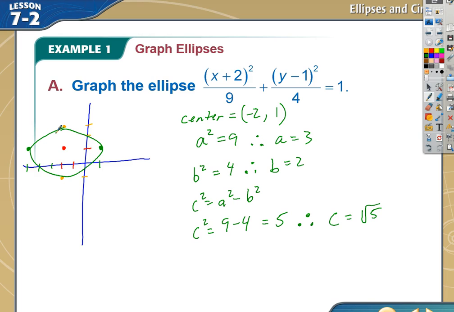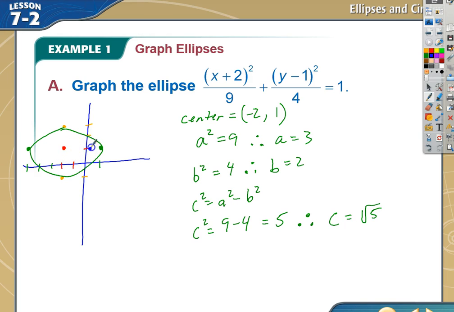Kind of, sort of. Looks like a football. All right. And then what about my foci? Well, my foci are square root of 5 over. So square root of 5 is a little bit more than 2. So here I am, 1, 2, a little bit more.